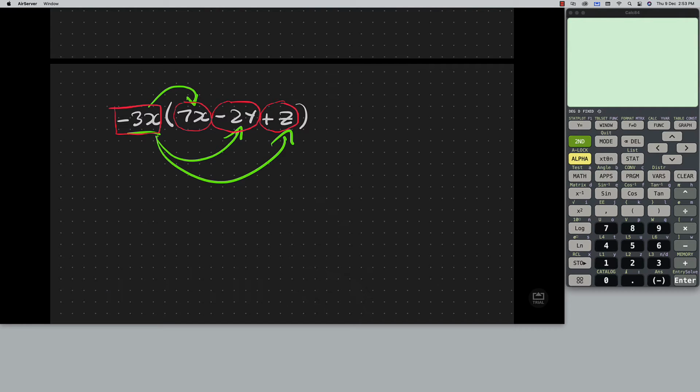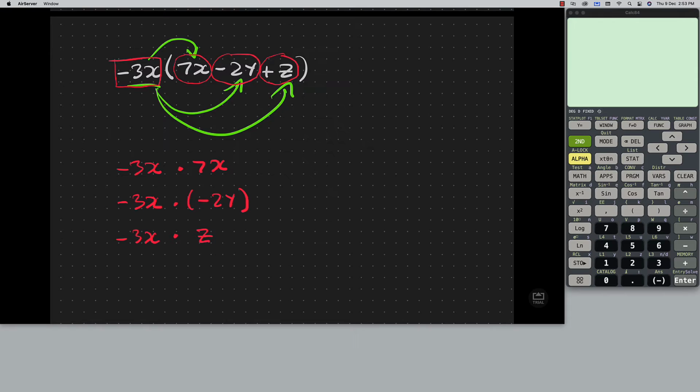So the first one is -3x times 7x. The second one is -3x times -2y. The third one is -3x times z. Make sure you put a line through your z so it doesn't look like a 2. Easy to make a mistake.